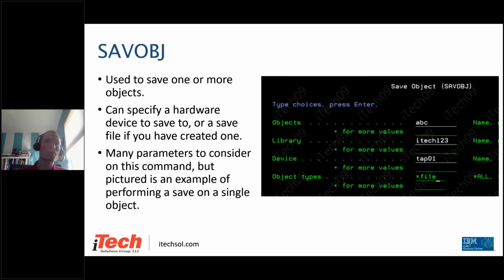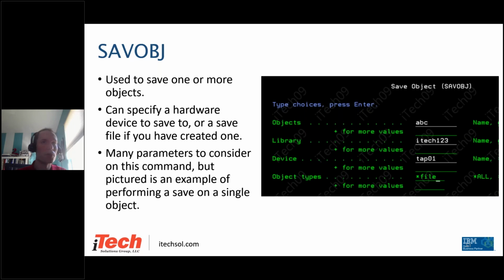Then Save Object. If you want to save one or more objects, it's a great command to use. You can specify a hardware device to save to, or if you create a save file, you can save to a save file, which is kind of like a zip file from other systems, not exactly the same, but sort of like a zip file.